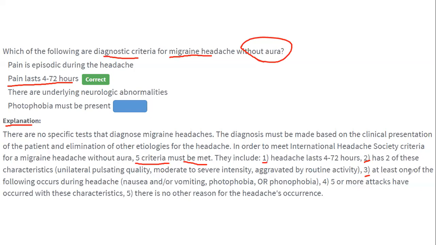And number three, at least one of the following occurred during the headache. Maybe nausea and vomiting, maybe photophobia or phonophobia, right? So the patient complains when they go under the sun, they are sensitive to sunlight, or with phonophobia they like to avoid sound. Number four, five or more attacks have occurred with these characteristics. Number five, there is no other reason for the headache occurring.